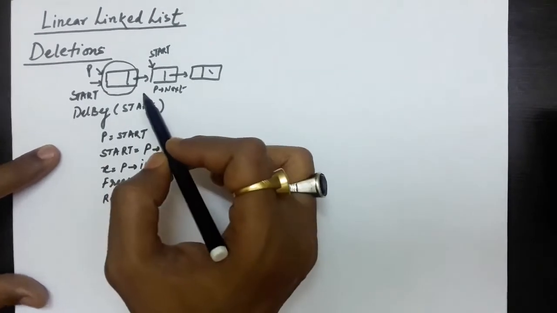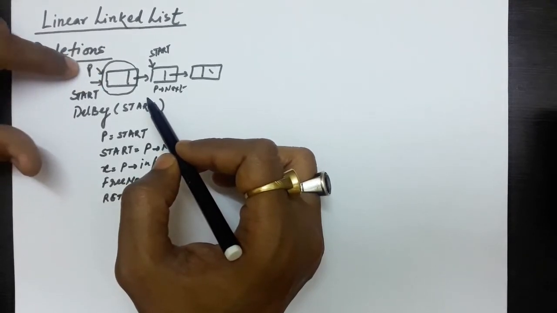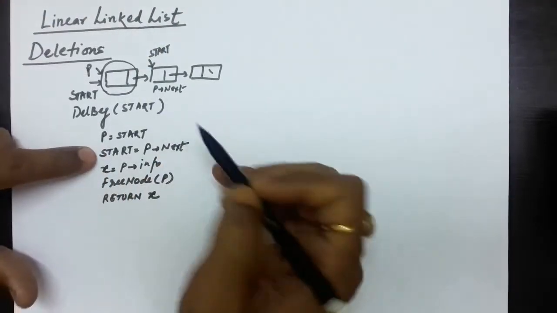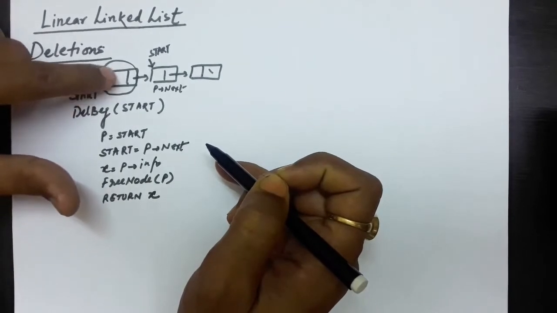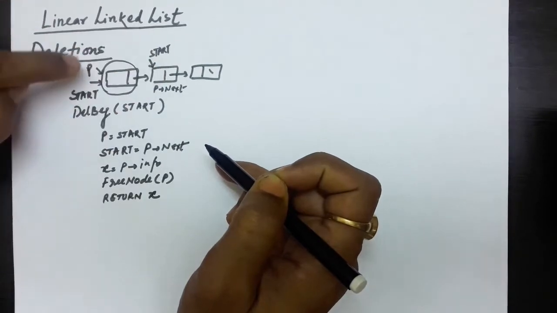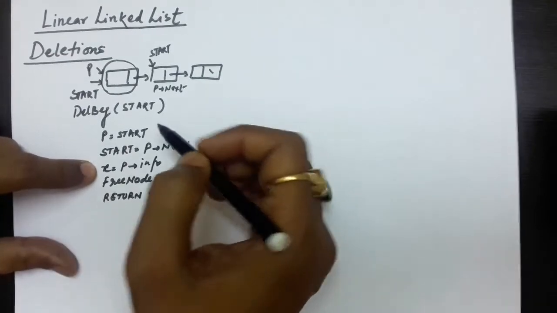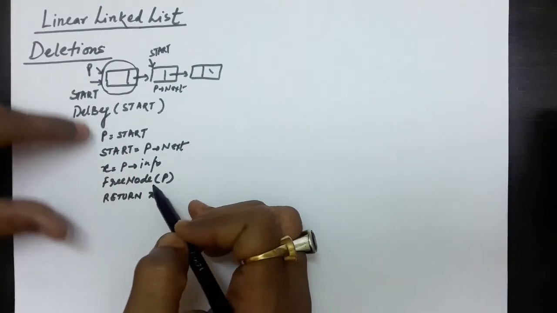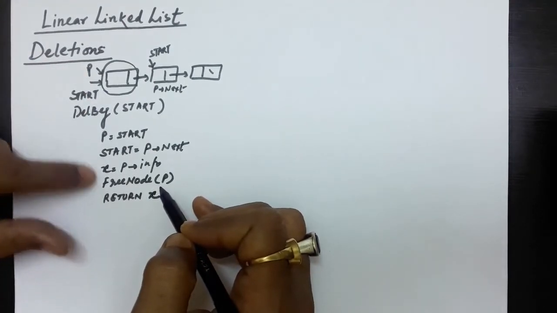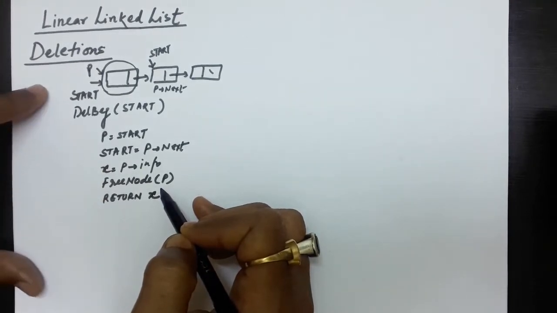So once again, let us repeat. We have taken this node as p, we have taken the address of this node in some p variable, and then after the deletion of the first node, start will shift to the second node. For this, start equals p dot next, because this node is containing the address of the next node. So start has been shifted to this node. After this, this node is of no use for us. So information of this node is stored in some x variable, x equals p dot info. This node has been freed by calling the function free node p. And then the information which was stored in x variable is returned to the calling function.